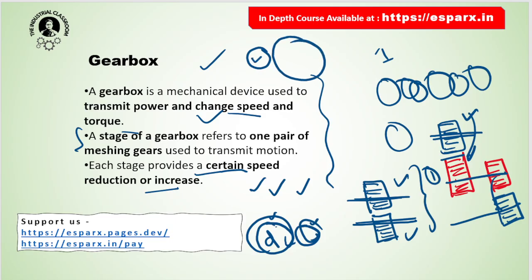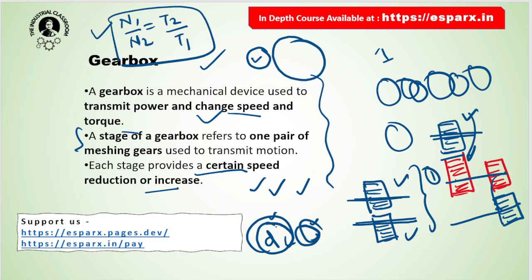You can see that we know a formula: N1 by N2 is equal to T2 by T1. This is the speed reduction formula. Okay, so the higher the speed, the lower will be the teeth. So if N1 is the higher speed, then N1 divided by N2, and let the number of teeth be T1 and T2, N1 by N2 is equal to T2 by T1.